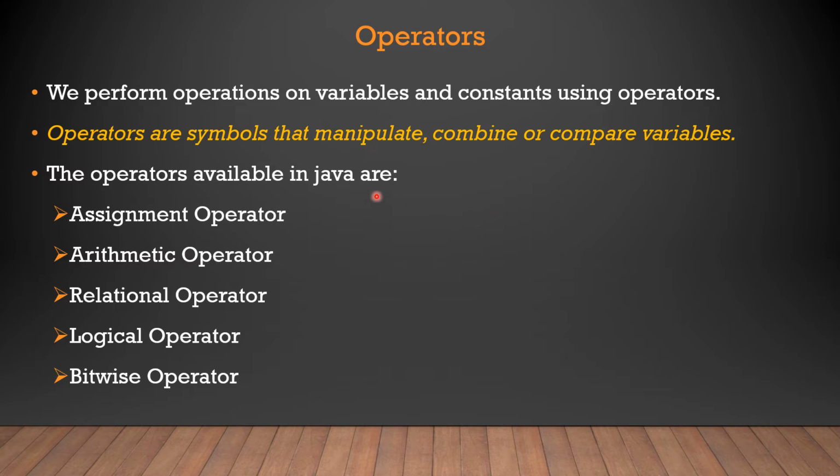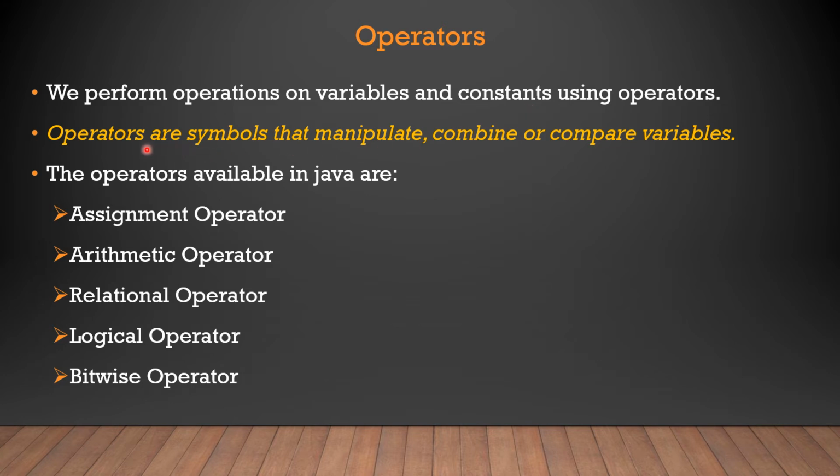We perform operations on variables and constants using operators. As its name suggests, operator means it will be performing some operation. Operation on what? Operation on variables and constants. Whenever we want to perform any kind of operation, whether it be arithmetic operation or any other kind of operation, we perform it using operators on the variables and constants that we use.